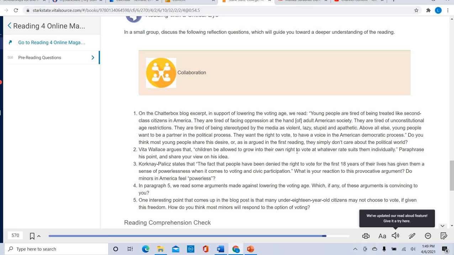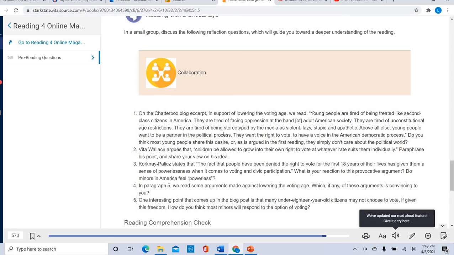So you are going to go ahead and look at those quotes and see if you agree or not. Do you think most people share this desire in terms of they are tired of facing oppression, they're tired of unconstitutional age restrictions? Do you think all this is right? Do you think that most young people share these ideas, or they just don't care about the political world? So again, read that and tell me your thoughts. You agree or disagree, and why?